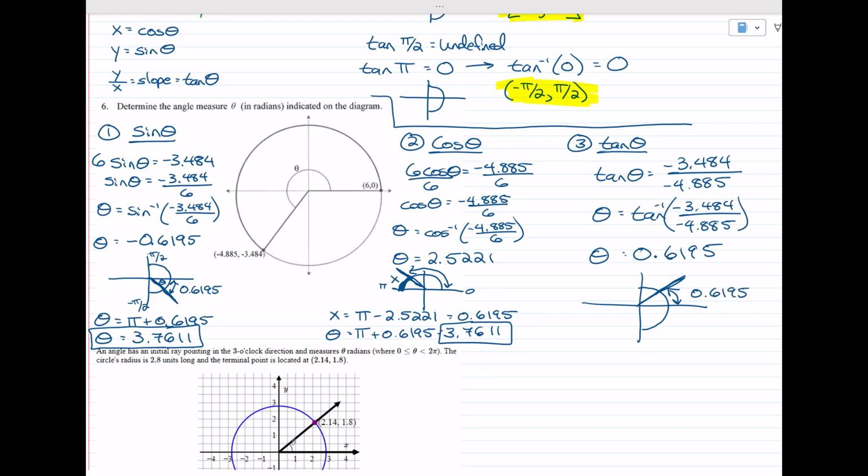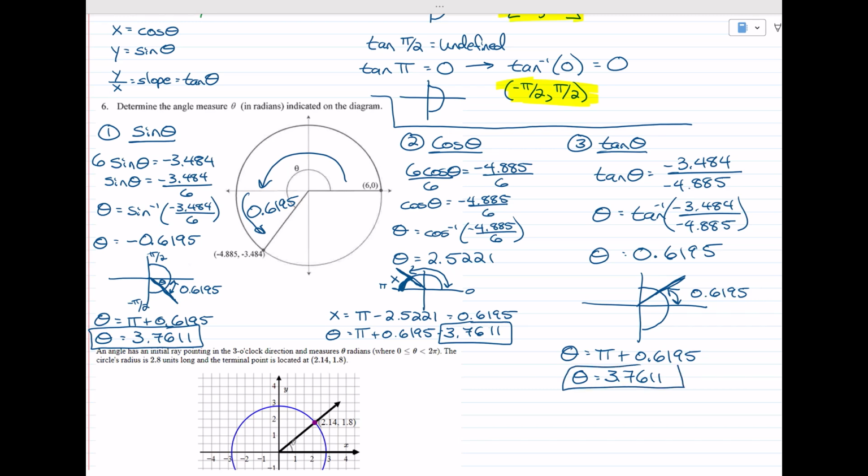That's that little piece. We want to take that little piece and add it to pi in order to get the full angle. So the full angle here would be pi plus 0.6195, and that gives us the same answer. So we got the same answer using 3 different techniques.